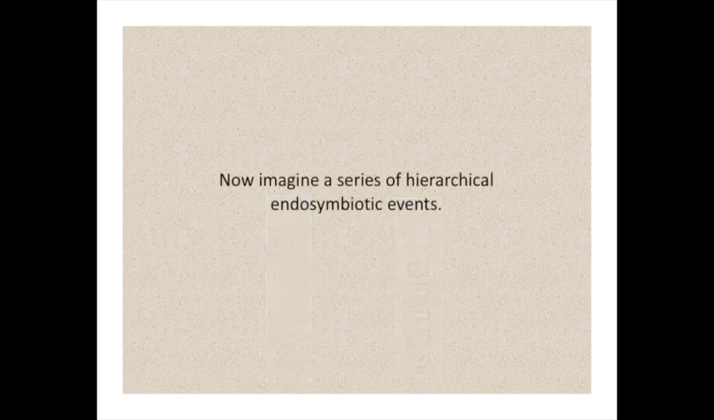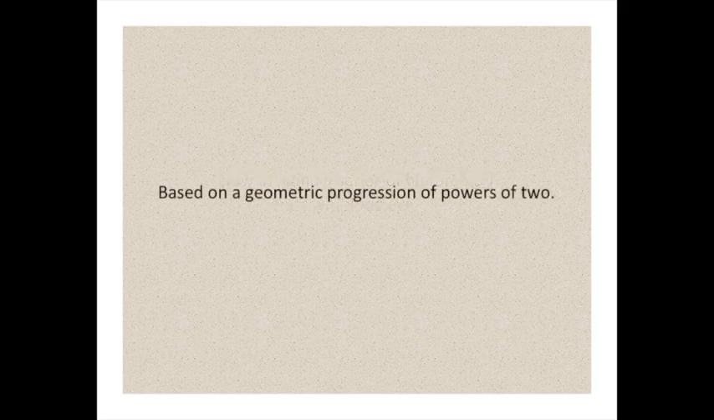Now imagine a series of hierarchical endosymbiotic events based on a geometric progression of powers of 2. And what do I mean by powers of 2? It's doubling. It doubles each time, like 2, 4, 8, and 16. The slide I'm going to show you next will illustrate what I'm talking about.